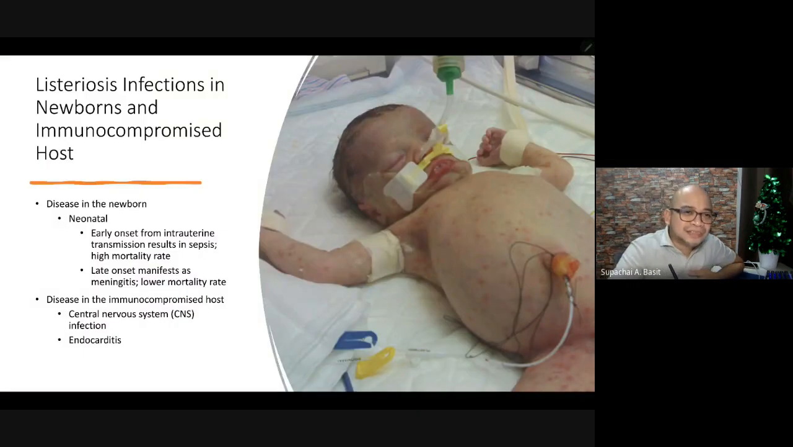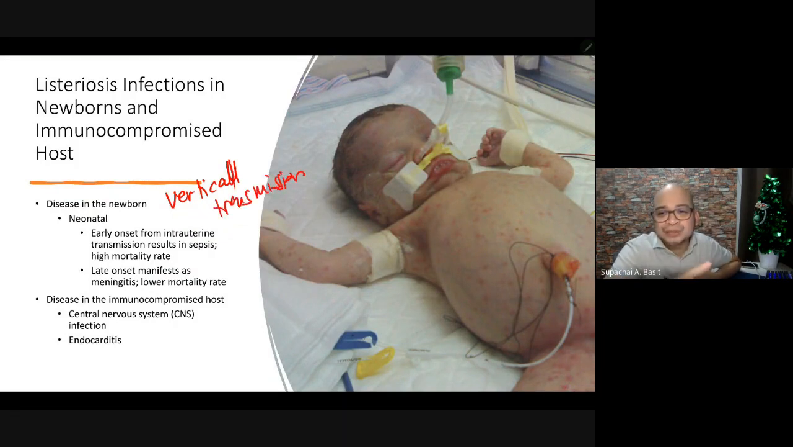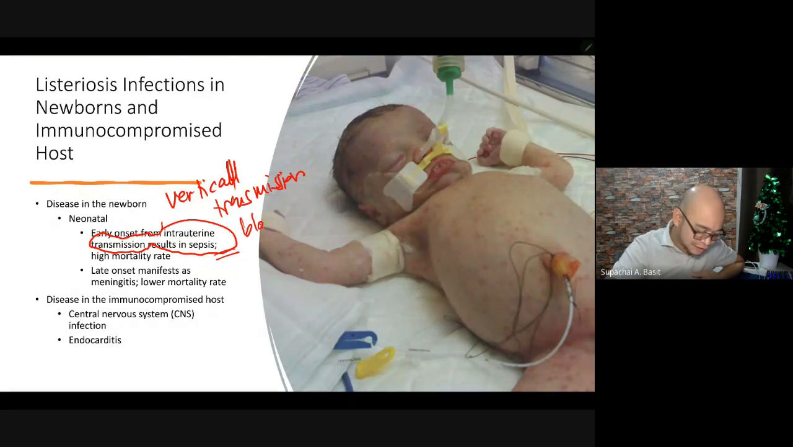Okay, so listeriosis infections in newborns and immunocompromised hosts. It may even cause diseases in newborns, so neonates. How did these neonates get listeriosis? Because of vertical transmission. When we say vertical transmission, this refers to transmission from mother to fetus through intrauterine transmission. It will result in sepsis, and when you say sepsis, it is in the blood, right?